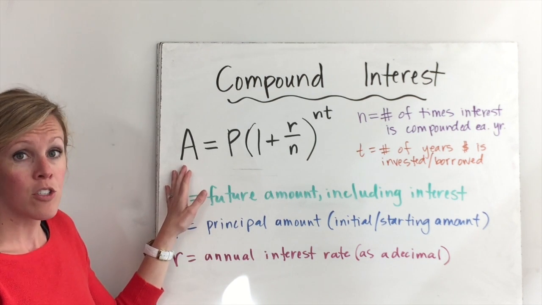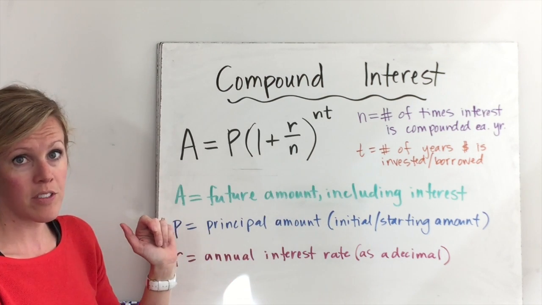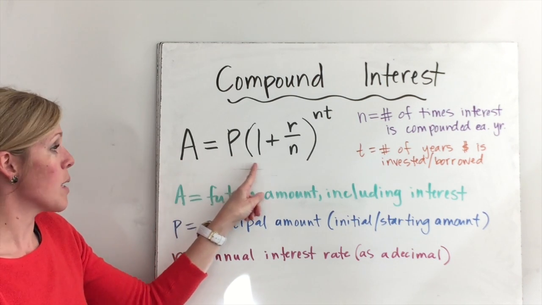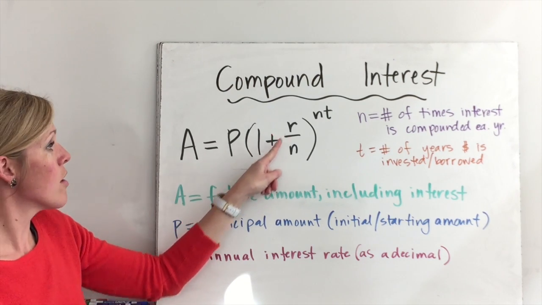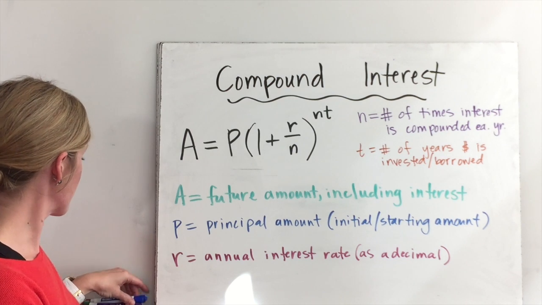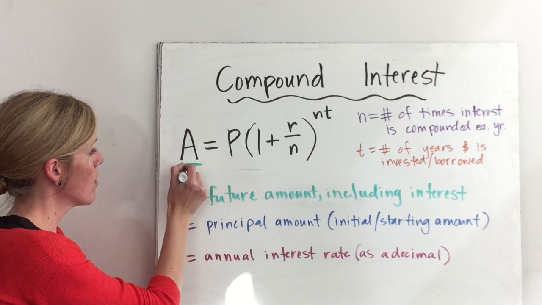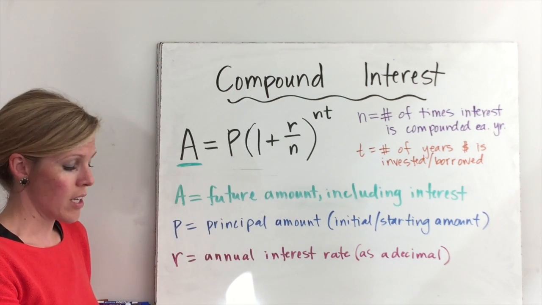So the formula, which you do not have to memorize, but you do have to know what all of the parts are. The formula is A equals P times the quantity 1 plus R over N, all of that raised to the N times T power. So A is going to give you the future amount including interest.